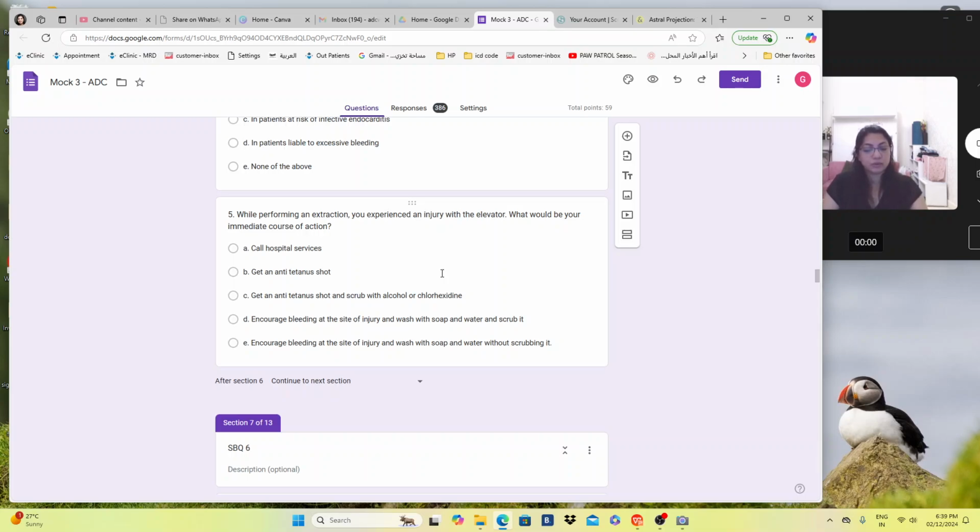Scrubbing is you spreading that thing into the surrounding tissues. You just hold your finger under the water, probably apply a little soap, and let it bleed until it stops by itself. After that, you can go to hospital services or get a tetanus shot, whatever you deem appropriate. But at the immediate moment, you have to let it wash away.